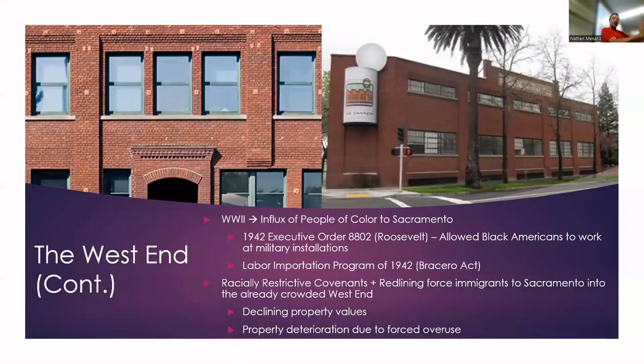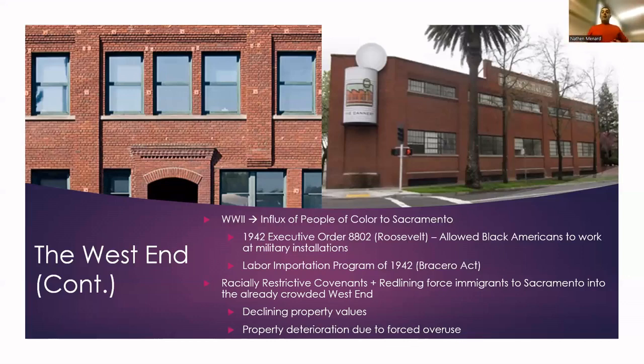Nonetheless, they were still being forced into the West End as their living result. So these racially restrictive covenants and redlining processes forced these immigrants, whether they were Black immigrants coming from the U.S. South or Latinx and particularly Mexican immigrants coming from Mexico, that were coming to Sacramento to try to gain access to work. Much like the people of color and families of color who had come before them, they were still forced to move into the already crowded West End. So the West End becomes more and more crowded. It becomes more and more people in less and less space because, due to racially restrictive covenants, they cannot live anywhere else in Sacramento but the few places that they're effectively allowed to live.